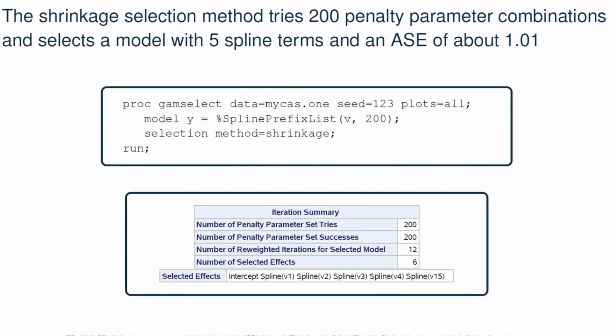Here I've once again used the spline prefix list macro function to specify a model with 200 spline terms. The shrinkage iteration summary table tells you the number of penalty parameter sets that were tried, in this case 200, the number of those tries for which the model fit converged, how many iterations were performed for the selected model, and the number of selected effects. In this example, there are 6 selected effects, now counting the intercept, and they include the 4 true spline terms plus 1 noise term.